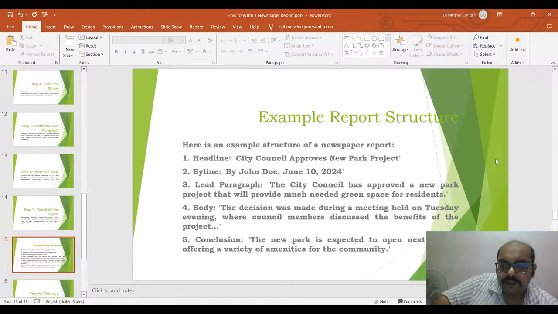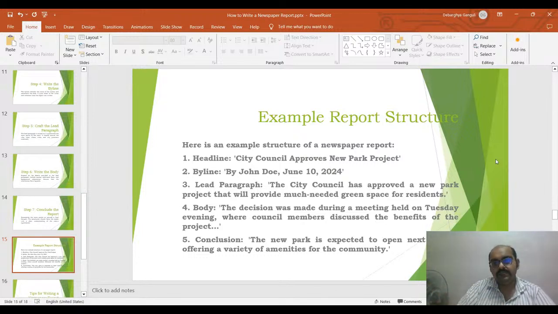So look, the lead paragraph will say something like this, that the city council has approved a new park project that will provide much needed green space for residents. So who has provided? The city council. What has been provided? New park project. When has been provided? On 10th June. Where has been provided? In the city. Why it has been provided? To give much needed green space for the residents. So look, 5W are answered. How it has been provided? That we shall see later.